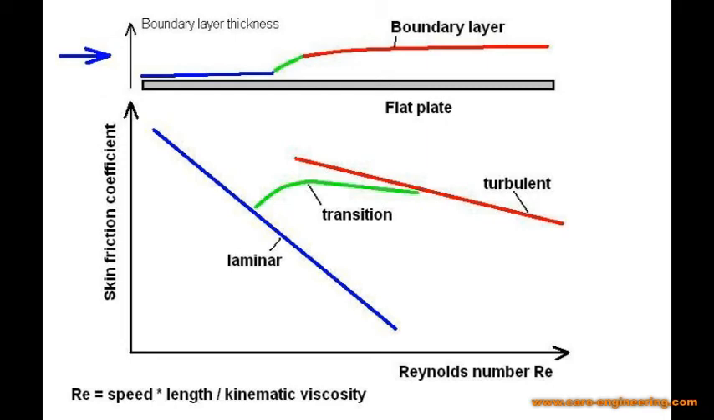That's why you can see some metal airplanes with flush riveted wing skins in front of the spar and round head rivets aft of the spar. This basic diagram is valid for airflow around all shapes, but the Reynolds number, where the boundary layer transitions from laminar to turbulent, depends on the shape of the object.